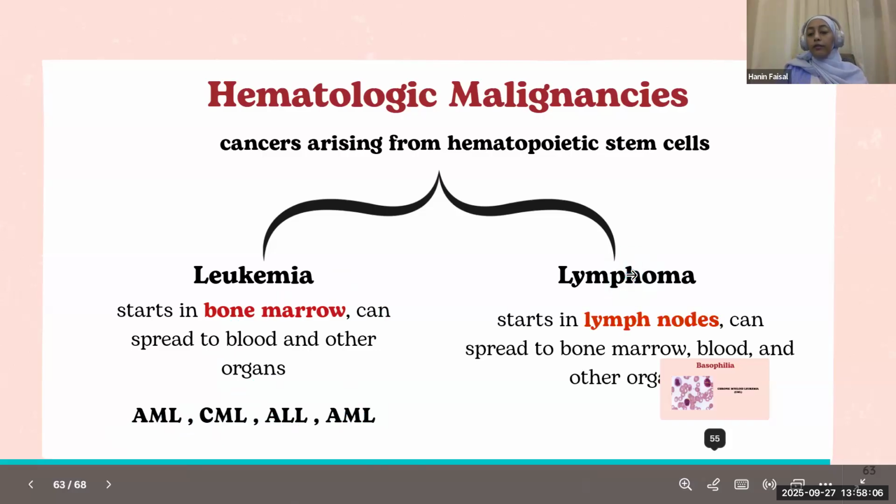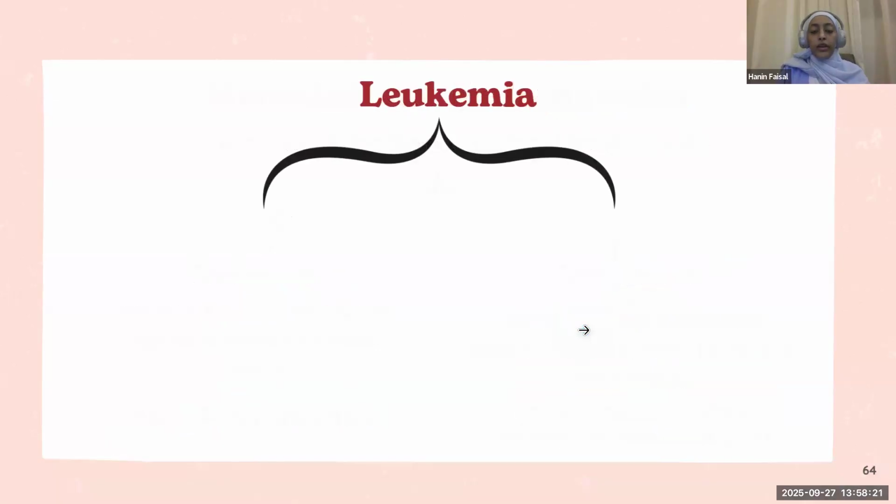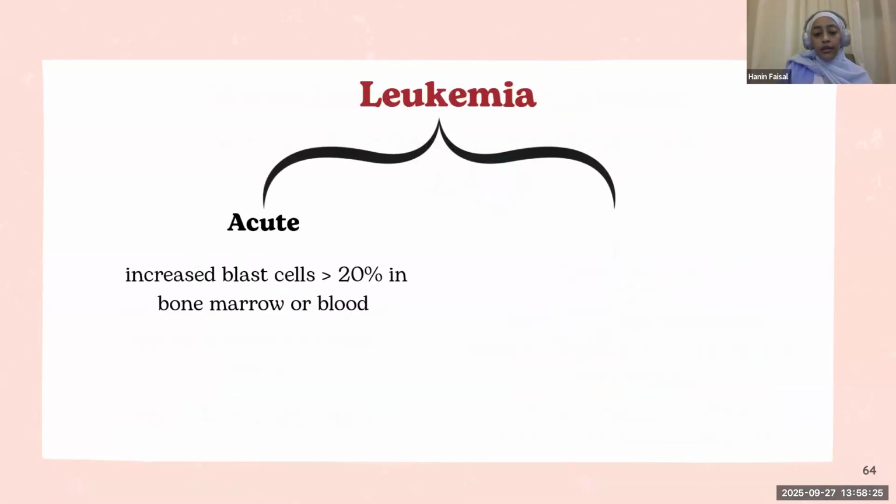Lymphoma is starting from the lymph nodes. So that's the difference between leukemia and lymphoma: leukemia starts from the bone marrow, lymphoma is from the lymph nodes. For examples, they have Hodgkin lymphoma and non-Hodgkin lymphoma. You don't have to know those examples for now; you take them more in second year. Okay.